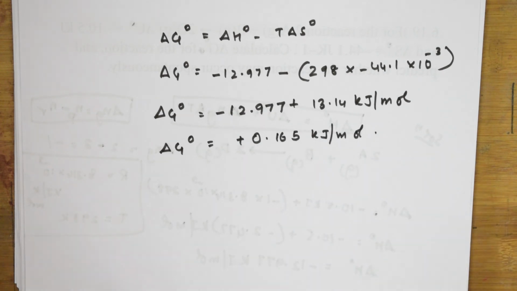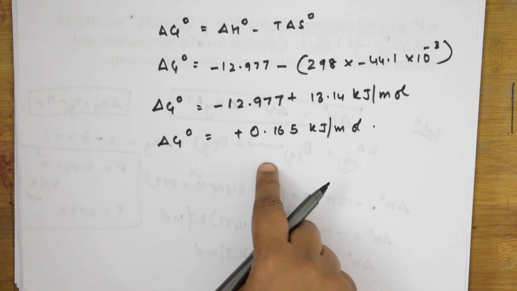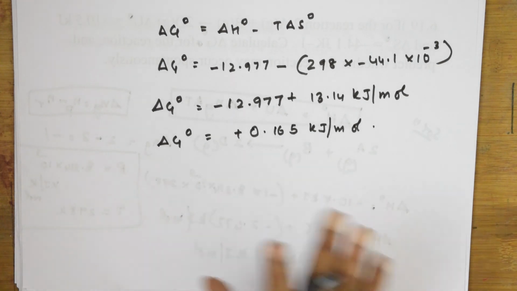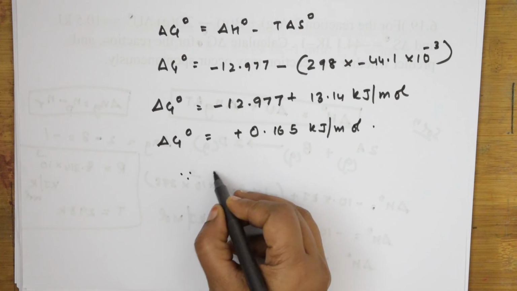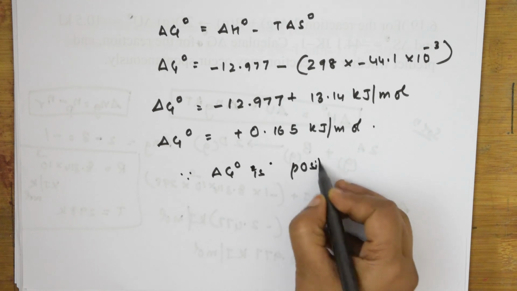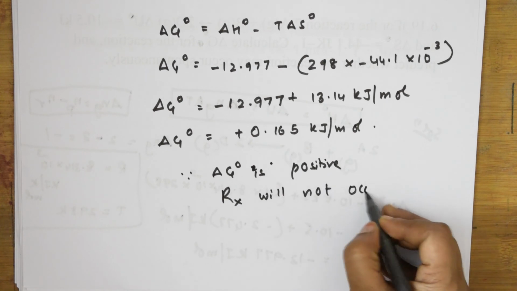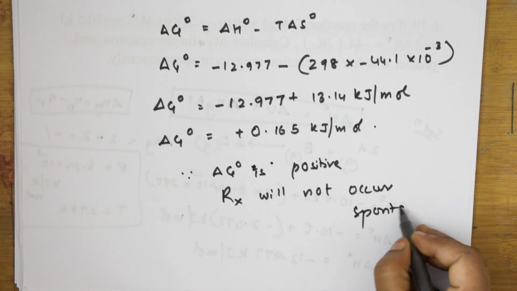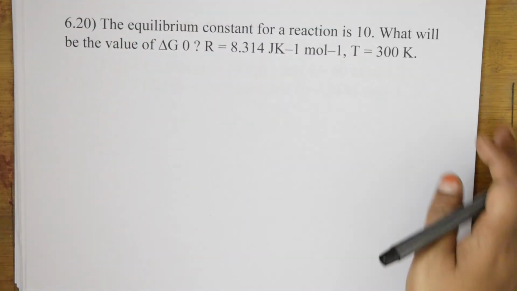Right. Now what did I get? I got a positive delta G naught value. Remember, if the delta G naught value is positive, the reaction will not occur spontaneously. Only when the delta G naught value is negative will we get a spontaneous reaction. So we will write: since delta G naught is positive, the reaction will not occur spontaneously. Remember that. This is your question, right? So we have solved question number 19. Let's come back and solve question number 20.